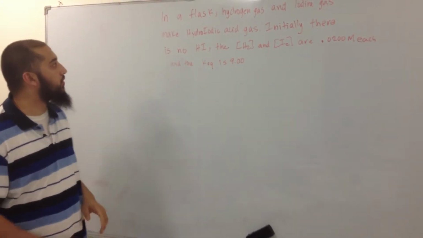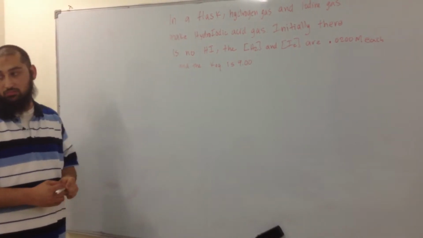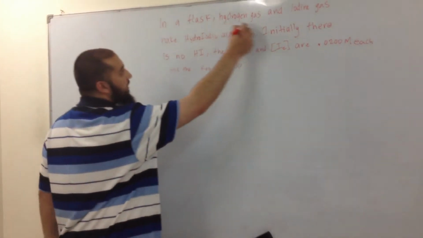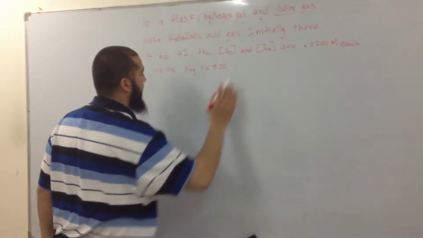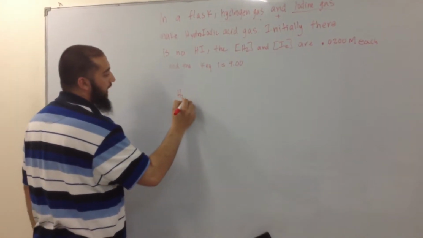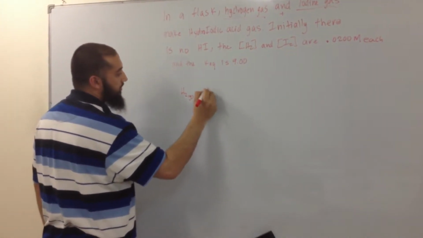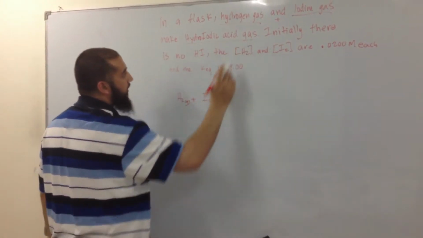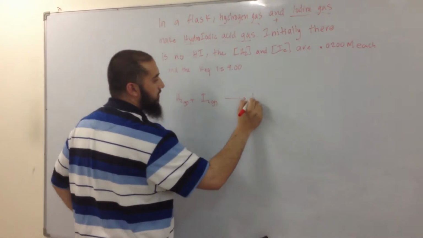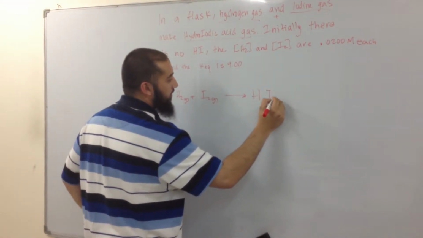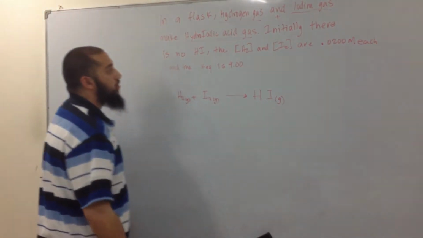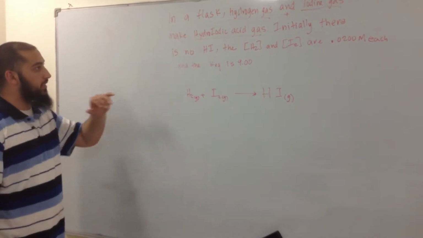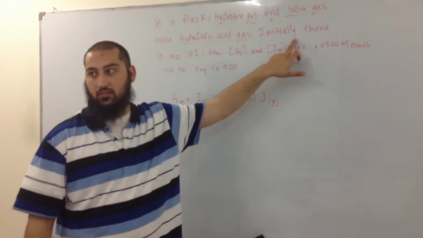So the first step we're going to do is make an equation, right? So we have hydrogen gas and iodine gas. So that's going to be H2 gas plus I2 gas. Make hydroiodic acid gas. So that's going to look like this. Hydroiodic acid gas.